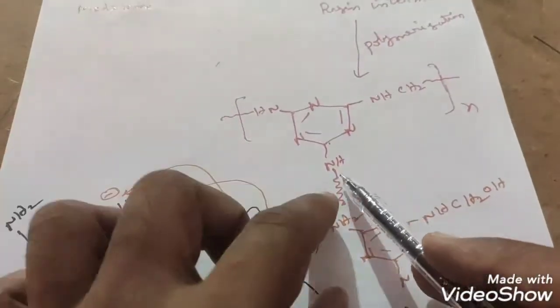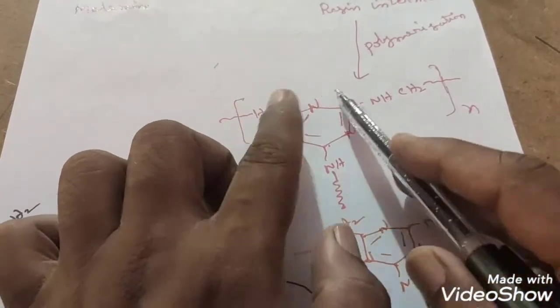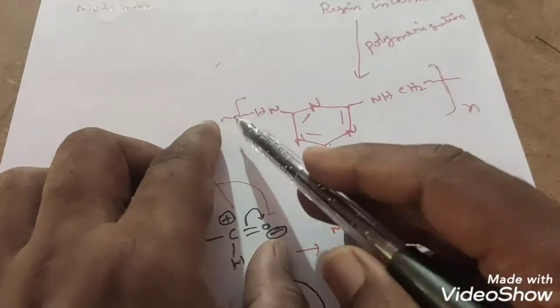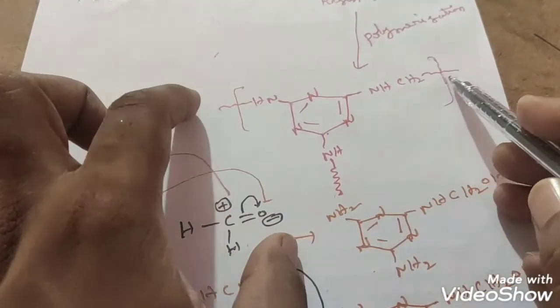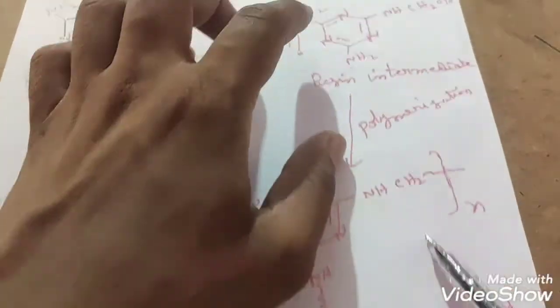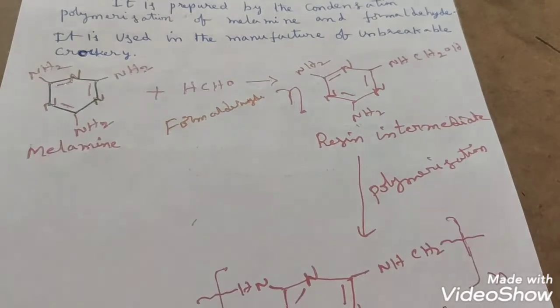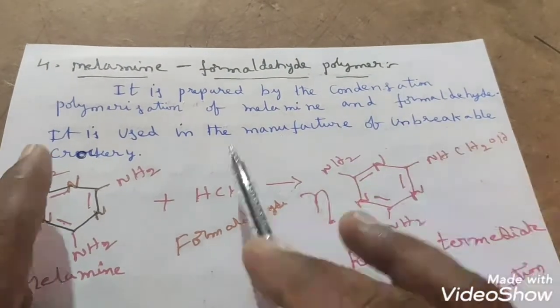So what is the meaning of this? Continuation of the same part. The continuation of the same part will take place on all 3 sides. Okay? That's why I kept the continuation part symbol like this. So this will take place n moles, because n moles of resin intermediate we have taken, students. I hope everybody understood this. This is the melamine formaldehyde polymer.